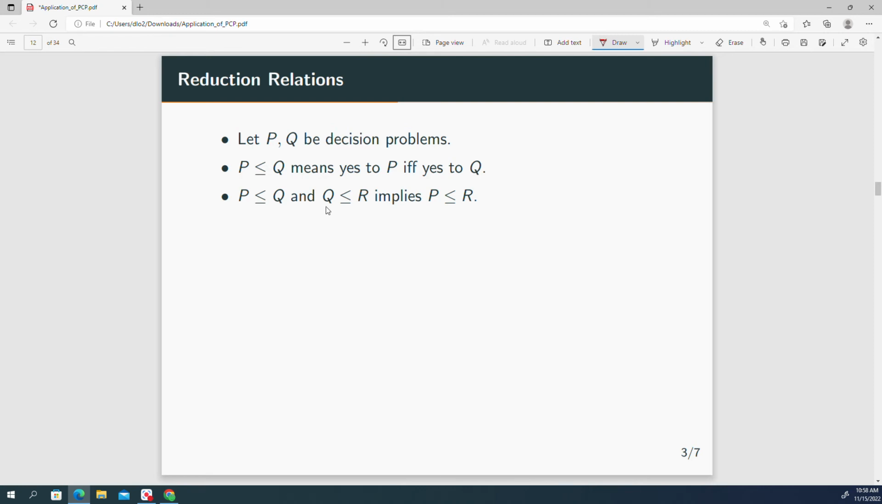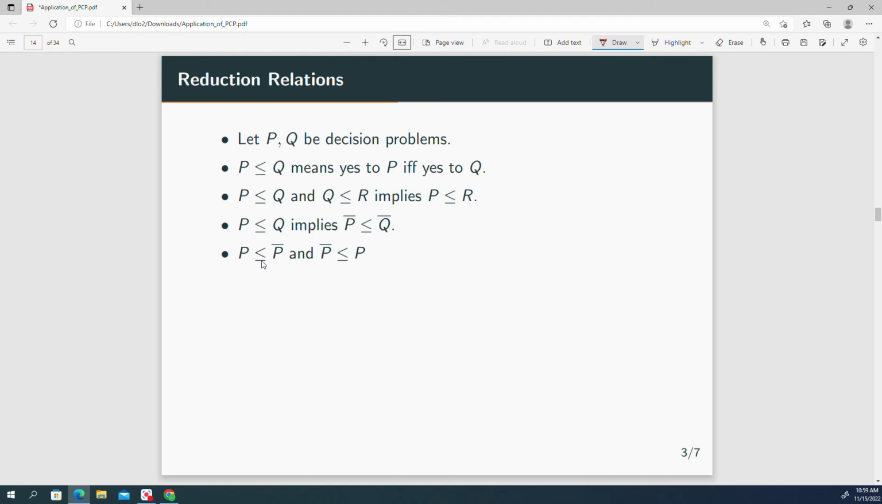If P is reducible to Q and Q is reducible to R, the transitive closure applies, which implies that P is reducible to R. If P is reducible to Q, it implies P bar is reducible to Q bar, and the reason is, yes to P if and only if yes to Q, and P bar is no, that means negation of P if and only if negation of Q. So P bar is reducible to Q bar.